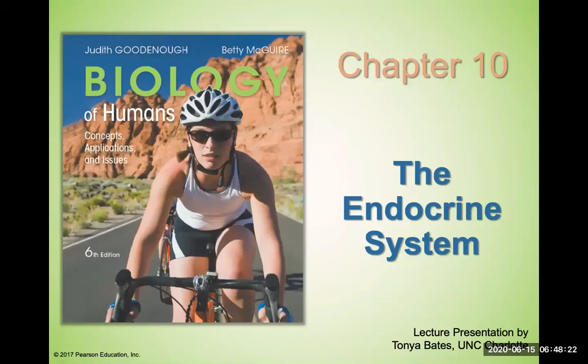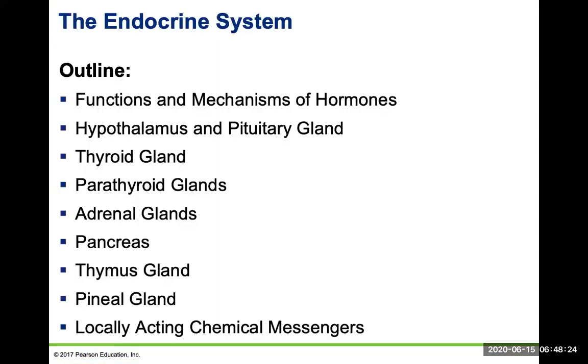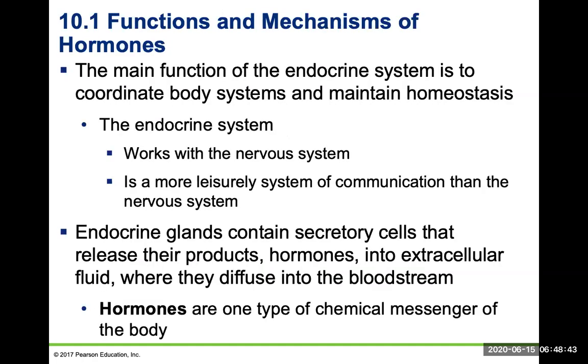Welcome, biology students. This is chapter 10 in the endocrine system. There's a lot in the endocrine system. It mainly has to do with the functions and mechanisms of all of your hormones and how they're controlled, starting in your brain with your hypothalamus and your pituitary gland, and then its effect on all of the glands in your body. The main function of the endocrine system is to coordinate body systems and maintain homeostasis.